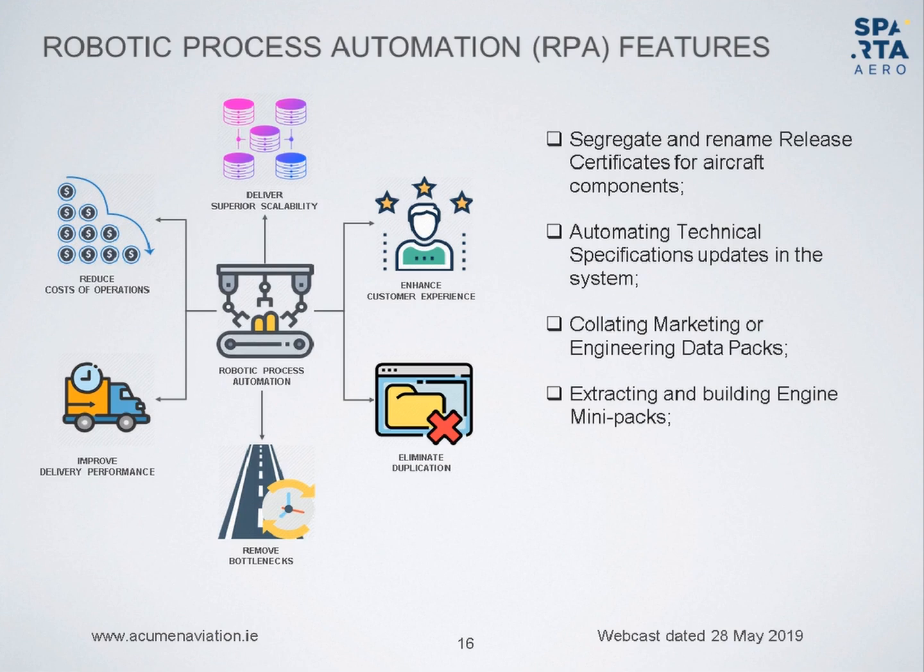We can use these RPAs for performing a segregation and rename of release certificates for aircraft components. We have also delivered automation in the technical specification updates in the system, and we are also looking at collating and producing marketing data packs or engineering data packs based on the records available in the system. These are the typical RPAs that we have already identified and modeled already. However, there will be more features to come in the system in the coming days.